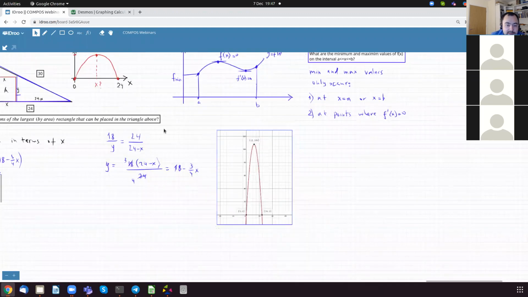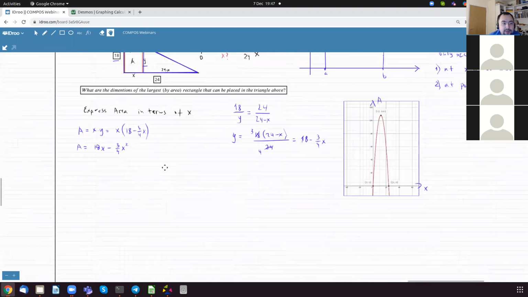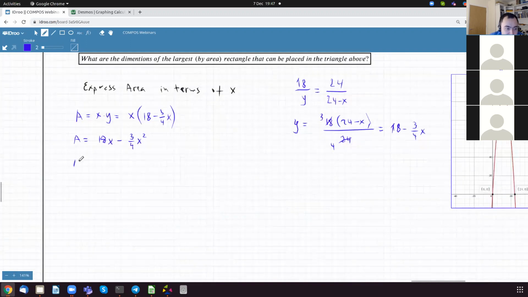So this is the area, and this is x. Quite a nice curve. Okay, so moving on, we need to find the derivative of A with respect to x. So we find the derivative of A, and this is going to be 18 minus 3/4 times 2x, so 3/2 x, the derivative of that.